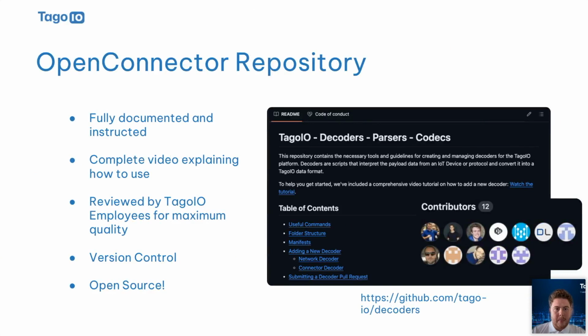So what is the GitHub repository? It is a repository that contains all of the connectors, as I've stated. It has all of the instructions in order to help users add new connectors. It also has a video explaining how to use it in a lot of detail. And it is open source, as I've already stated as well. All of these connectors that are shown in the GitHub repository are reviewed by Tago employees for maximum quality.